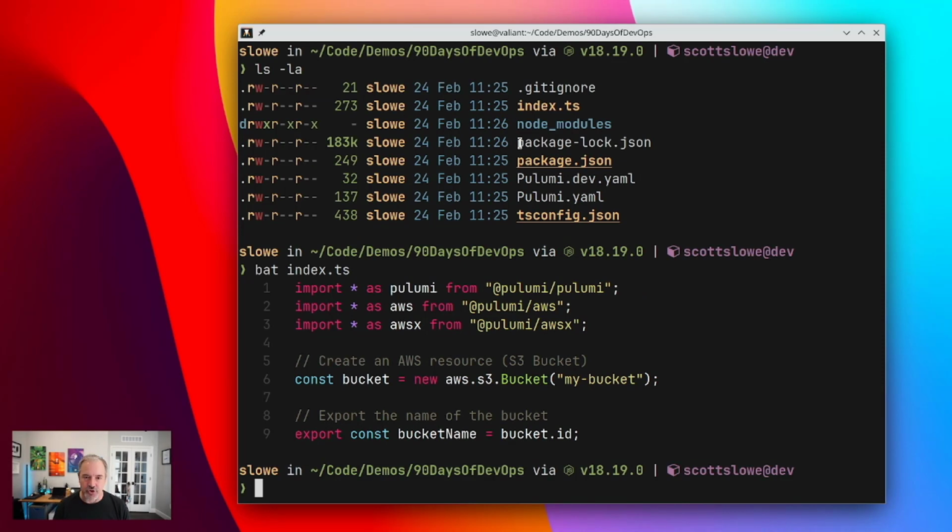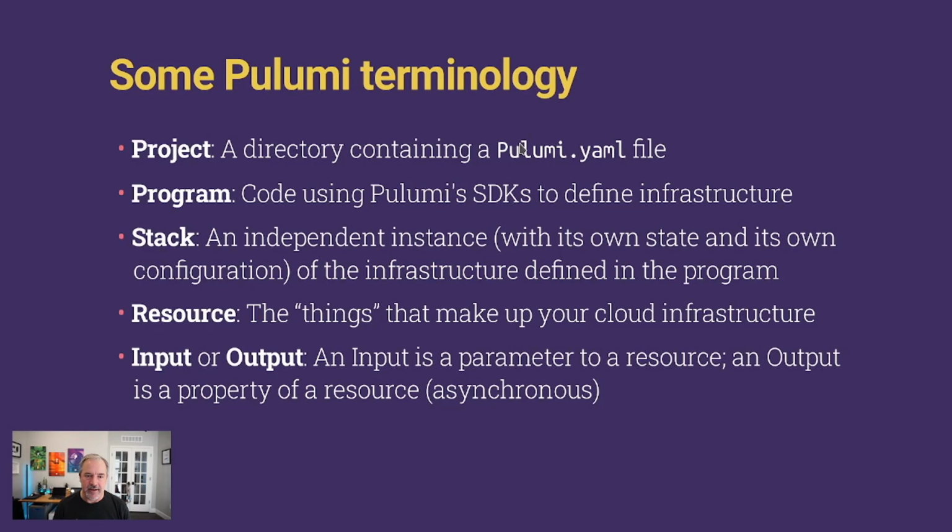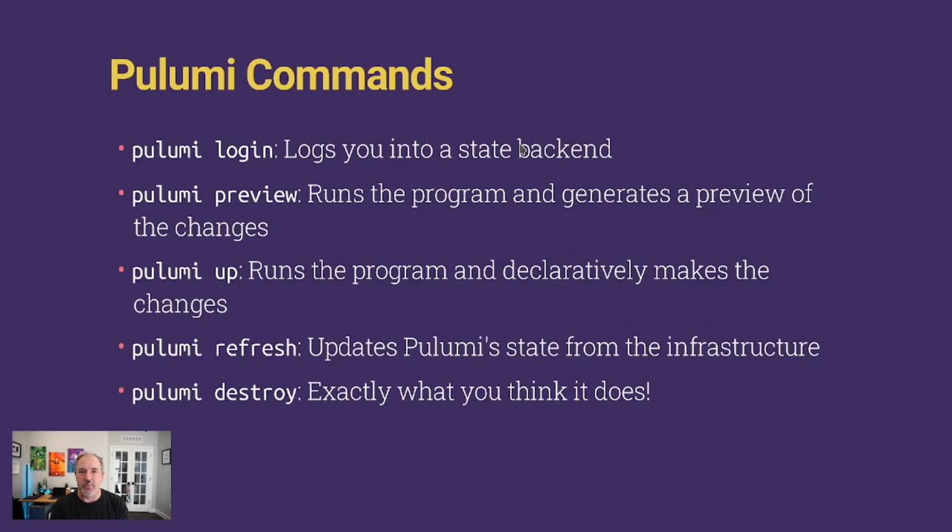And again, flipping back over to my slides, here we go. Then we see there are some commands that we need to run. I'll talk about Pulumi login in a moment, but when it comes to actually performing operations on infrastructure, the ones that you're primarily going to use are preview, up, refresh, and destroy. Preview just generates a preview of the changes. Up actually runs the program and makes the changes declaratively, meaning that if no changes need to be made, then none will be made. Refresh updates the Pulumi state from the actual infrastructure state. And then destroy, well, exactly what you think it does. It destroys everything, right?